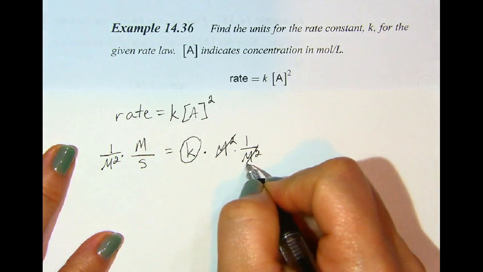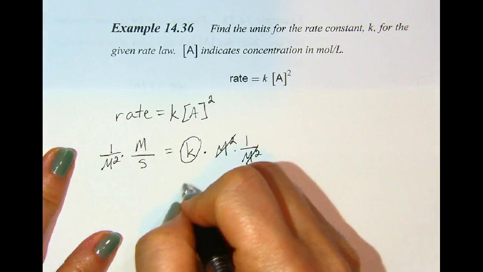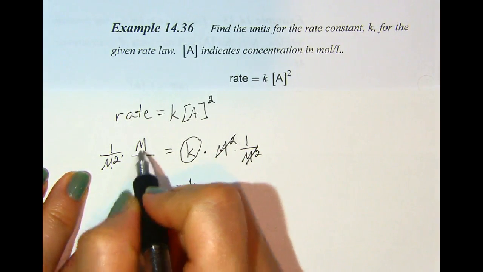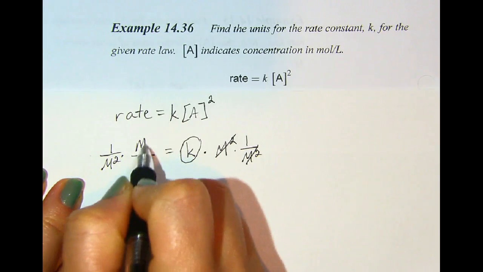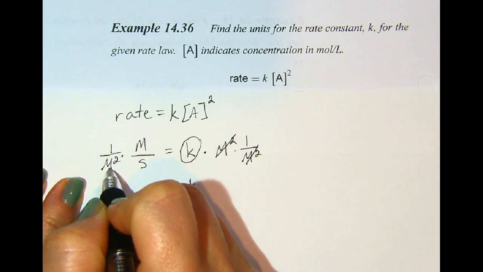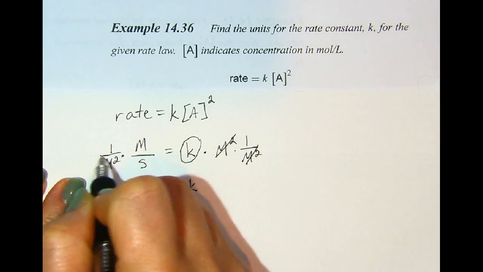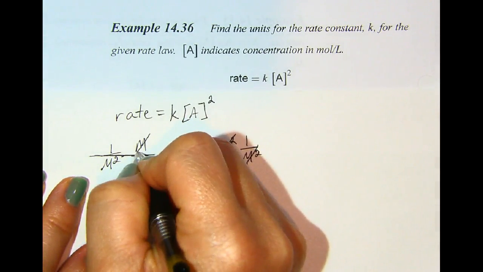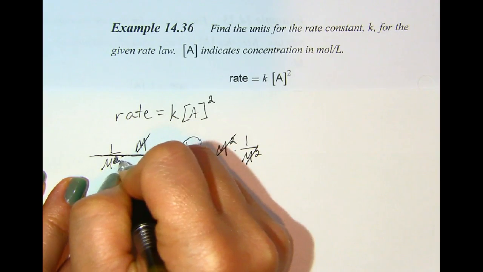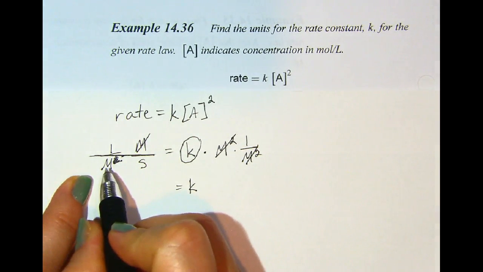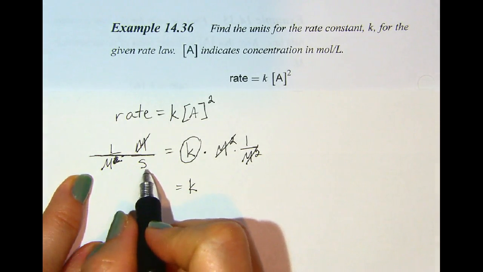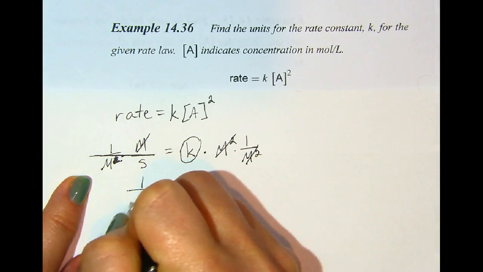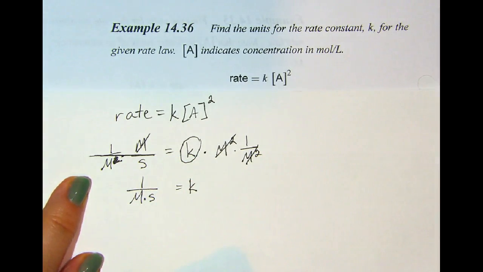That'll cancel out this, and that leaves me with K equals, notice here I have molarity in the numerator and molarity squared in the denominator, and you see how it's being multiplied? So it's essentially like this. And this molarity is going to cancel with one of these two, leaving me with just one molarity in the denominator and seconds in the denominator. So what I have left is 1 over molarity times second.